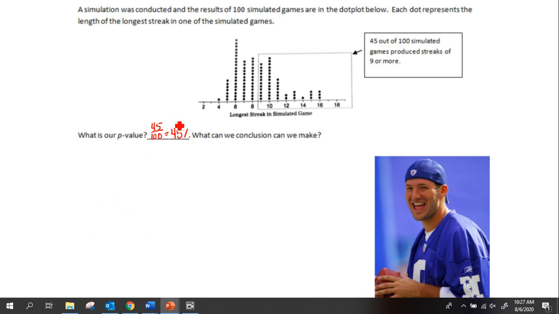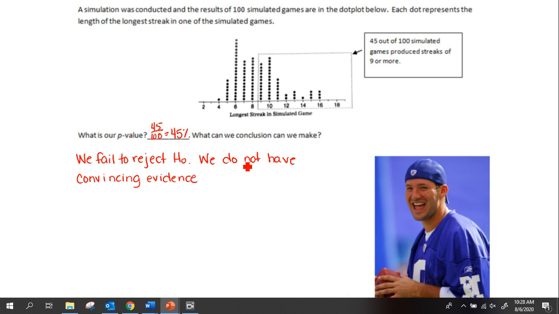So what conclusion can we make? Well, 45% is pretty high. So we're going to fail to reject the null. So we do not have convincing evidence that Romo had the hot hand.